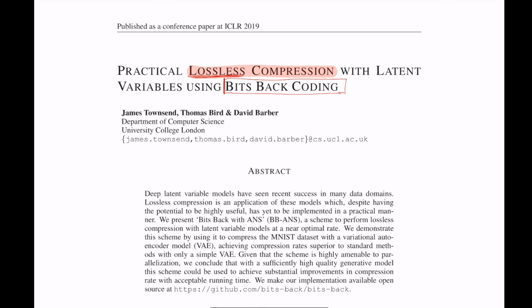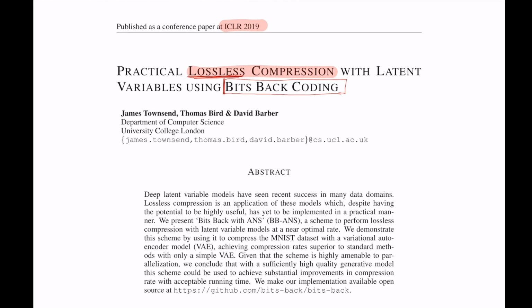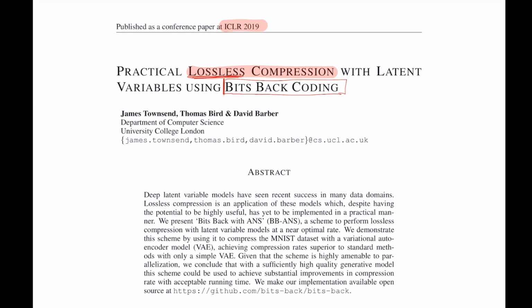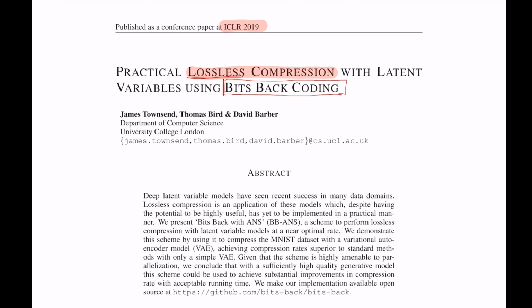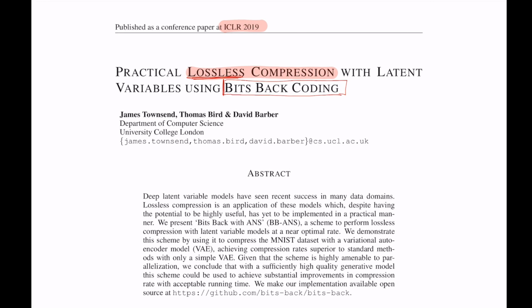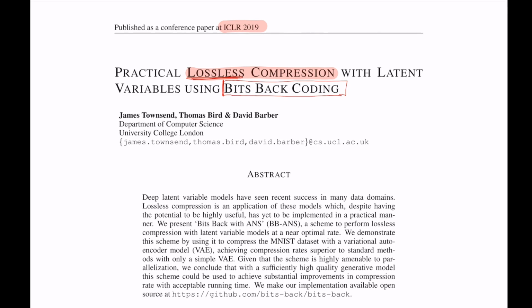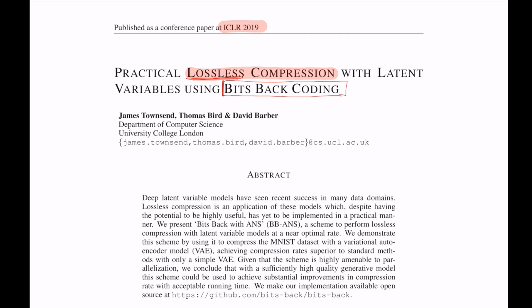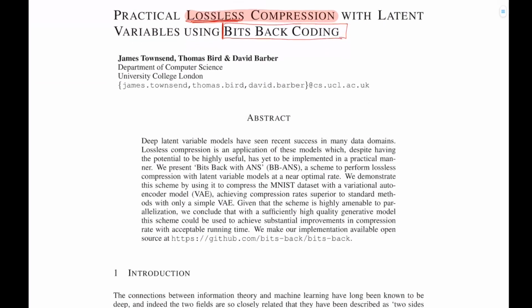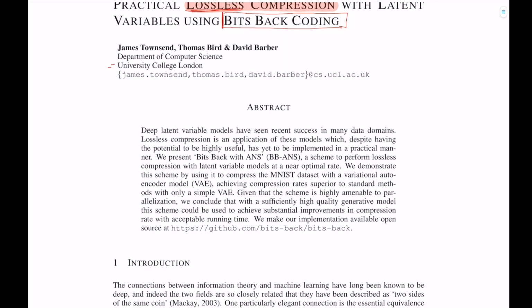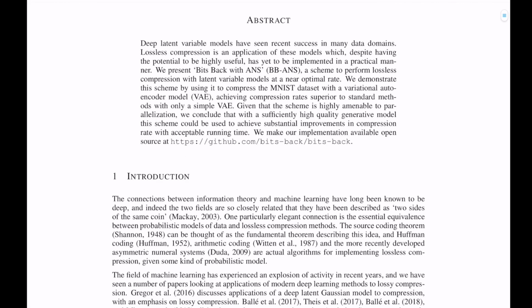So this paper was published in 2019 at ICLR, and it was published by James Townsend, Thomas Bird, and David Barber. Now, I'm currently doing an internship doing research in lossless data compression, and this paper is one of those things that people seem to know, and I was curious and I got to read about it. Fun fact, I happened to study at UCL before, but let's get into it.